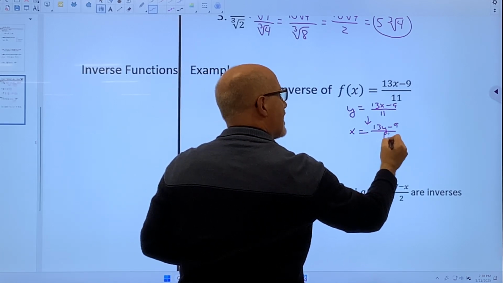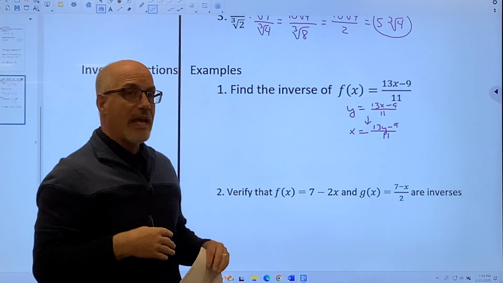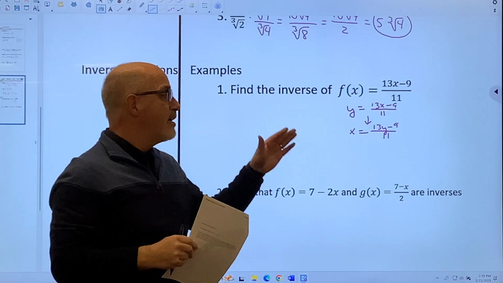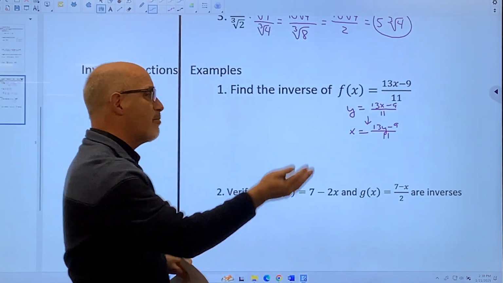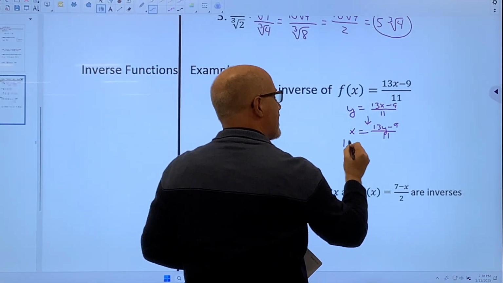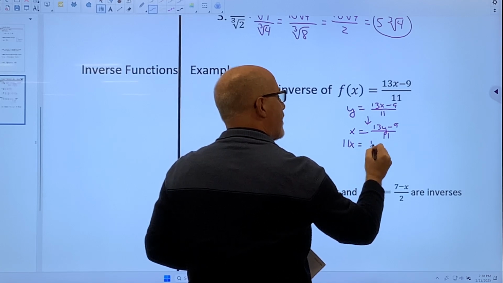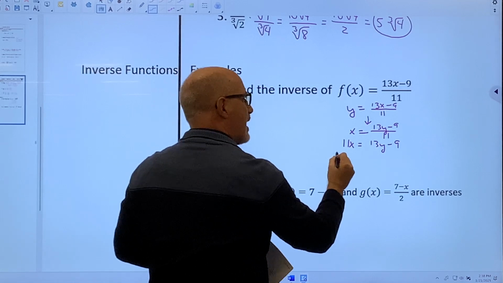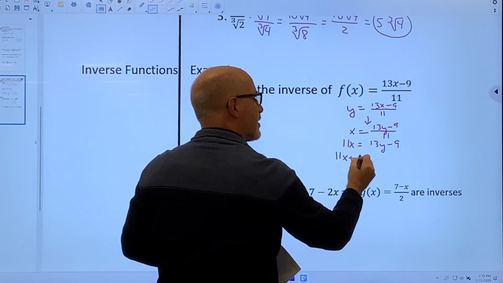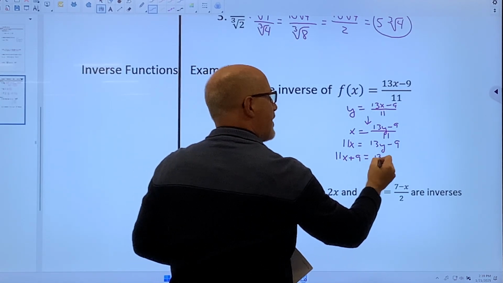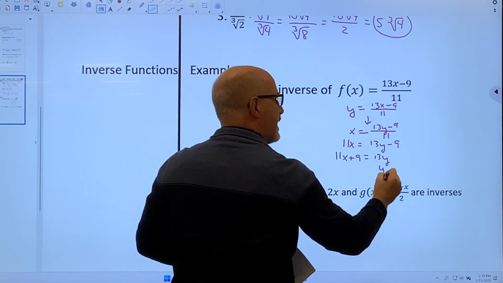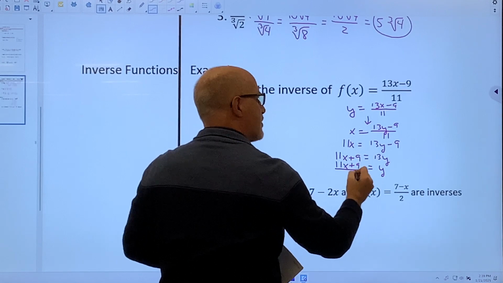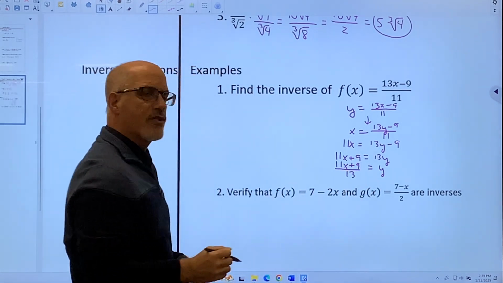Now we have the inverse, but we don't have it in function form where we have the y by itself. So we're going to get the y by itself. First step, multiply both sides by 11. That will get rid of the 11 in the denominator. Then we're going to go ahead and add 9 to both sides. And then we're going to divide both sides by 13. So you get 11x plus 9 all over 13 as my inverse function.